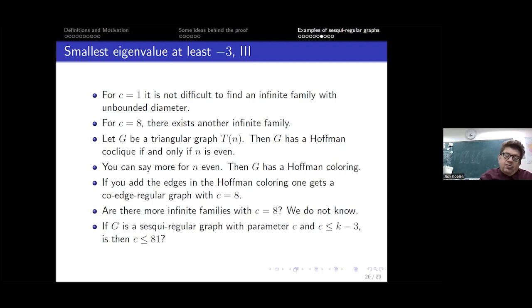And here I missed: if G is a sesqui regular graph with parameter C, and C is less than K, and small cycle, I assume that small cycle is at least -3, then C is at most 81. I think this is true, but how do you prove this? I have no idea how you can prove this.